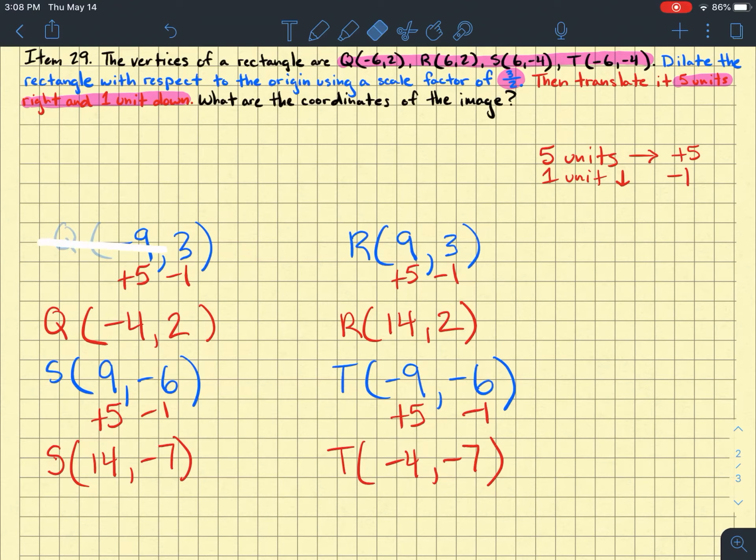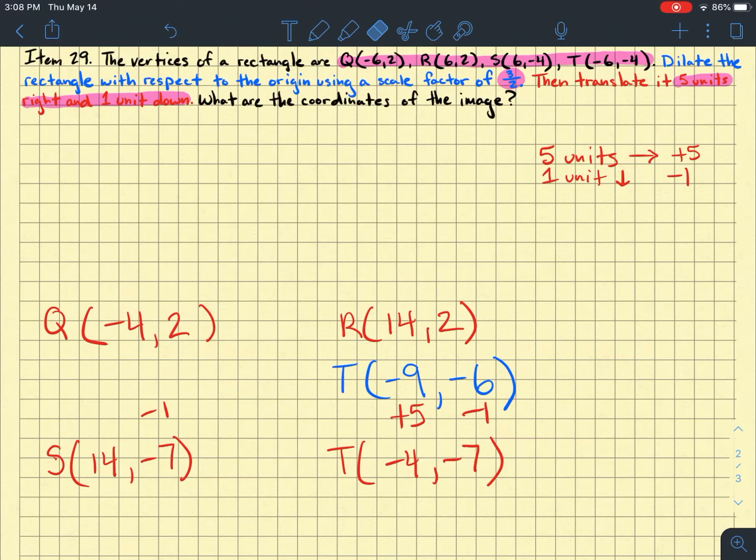So after we do the dilation, after we do the translation, this is where you should end up. Q is at -4 and 2. R is at 14 and 2. S is at 14 and -7. And T is at -4 and -7. And again, that's doing it algebraically. You could have also drawn the image onto a coordinate plane and then done the same things visually as well.